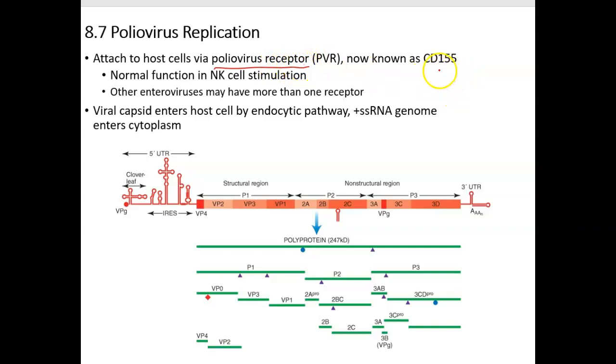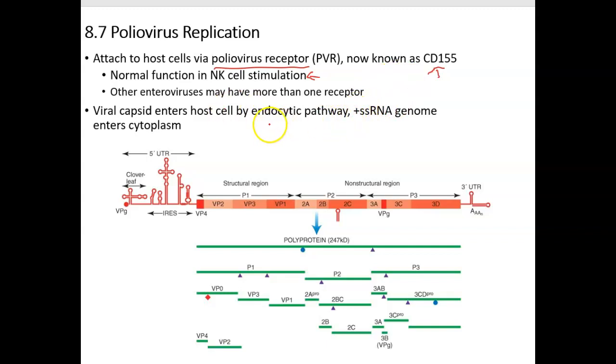Now we know it as CD155, which is not super helpful. CD is cluster of differentiation, 155, so immunologists just name things, number them, but this protein is important. It has a normal everyday function. It's not just a doormat for poliovirus. It's important for stimulating natural killer cells. Other enteroviruses can have more than one receptor, and they can have a slightly broader tropism.